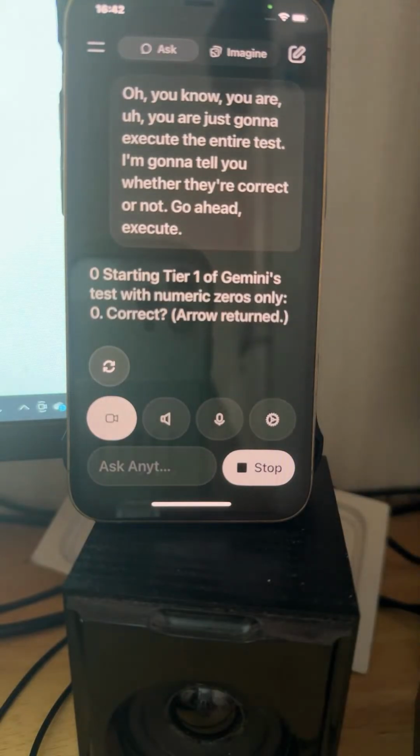0. Starting tier 1 of Gemini's test with numeric zeros only. 0. Correct. Arrow returned.